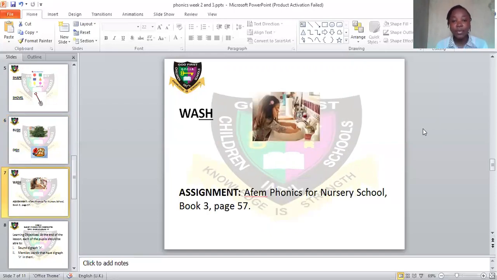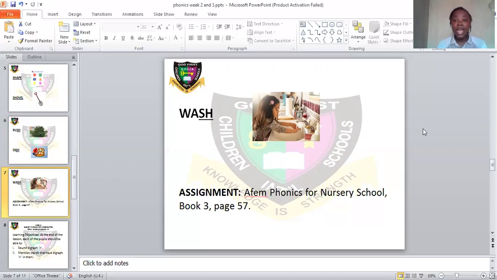And this is our last example in the slide. Wash. If you look at the picture, the girl is washing her hands. Now they said we should all wash our hands regularly. So now let's sound wash together, everybody. Wash, wash. Again, wash, wash. For the last time, wash, wash.